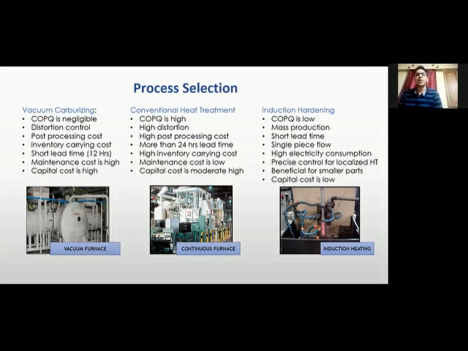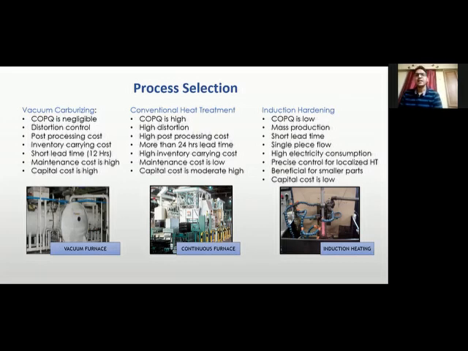Also, inventory carrying cost is very low because of the short lead time. The cycle is very short in a vacuum furnace, so the inventory carrying cost is very less, but maintenance cost is very high as compared to other furnaces. But it is compensated because of the productivity as well as the inventory carrying cost and post-processing cost, and the cost of poor quality is negligible. Also, because of this, the OEM can give the maximum warranty of the component because of the quality from the vacuum furnace. So all things are compensated with the maintenance cost. Then the capital cost is high in a vacuum furnace.